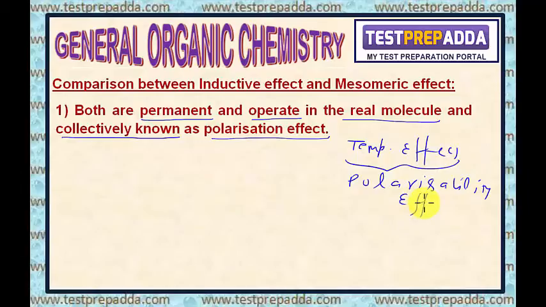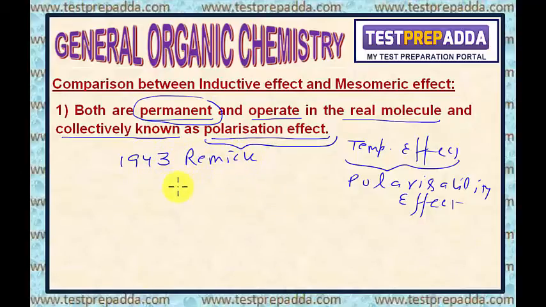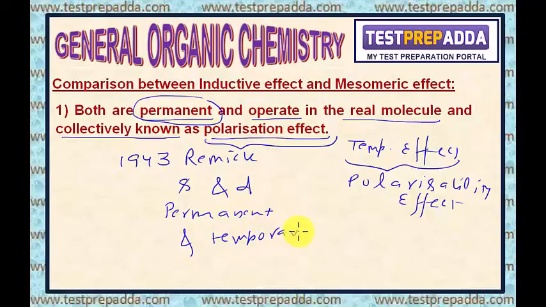Polarizability effect, while these two permanent effects are known as polarization effect. And as I told you earlier, in 1943, Remick gave S and D for the representation of permanent and temporary effect.